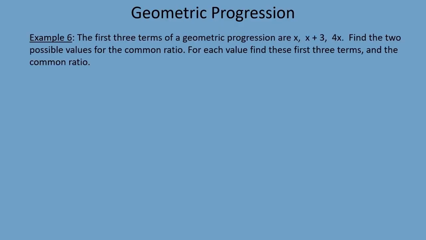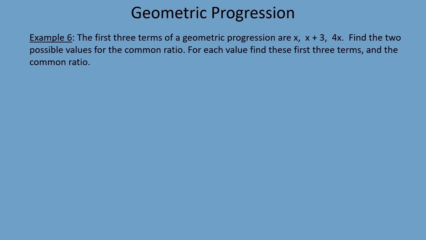Example 6. The first three terms of a geometric progression are x, x plus 3, 4x. Find the two possible values for the common ratio. For each value, find the first three terms and the common ratio.